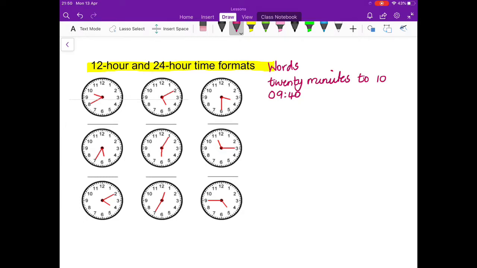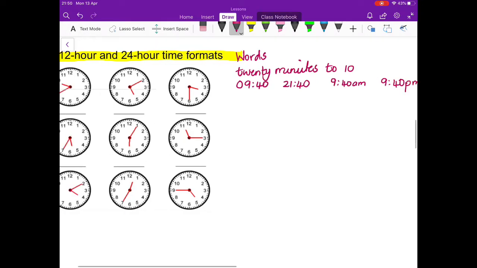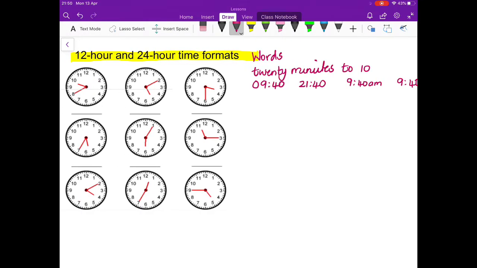In the afternoon or in the evening it would be 21:40. Using the 12-hour clock you would simply write 9:40 a.m. or 9:40 p.m. in the afternoon. Let's look at the next one.